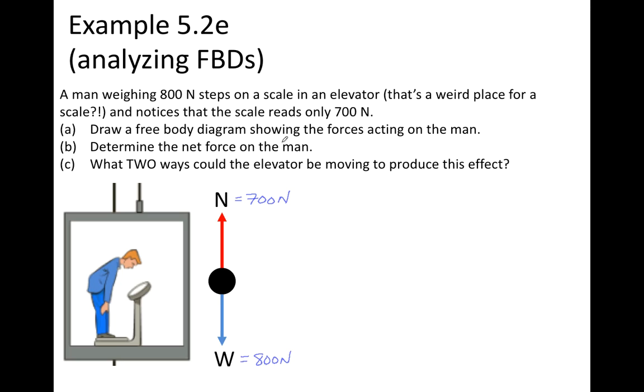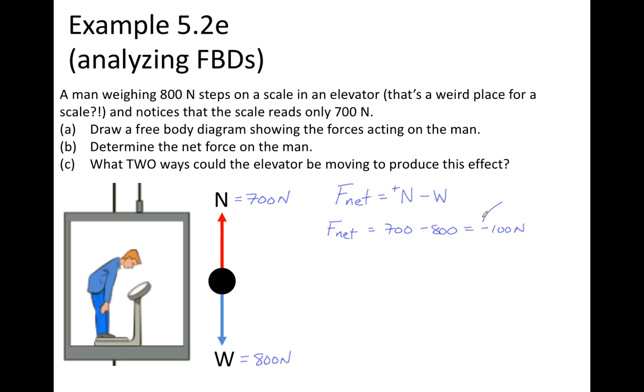So we need to determine the net force on the man for part B. So the net force is the total of the forces. So we're going to add the normal force and the weight force, but we have to remember to add them as vectors. The normal force is upwards, so I'll give that a positive sign. The weight force is downwards, so I'll give that a negative sign. And so the net force is going to be 700 minus 800 for a total of negative 100.